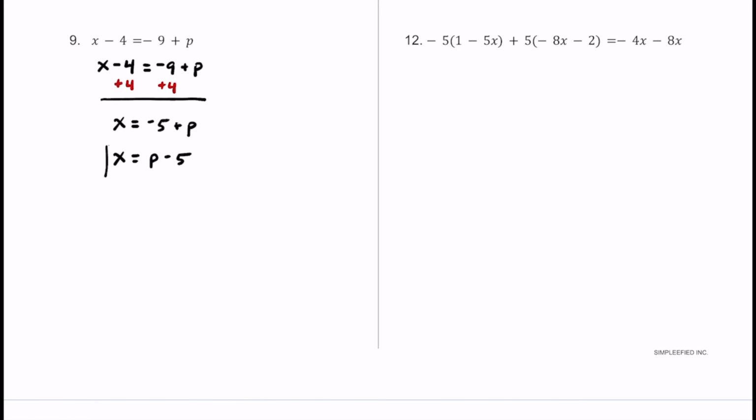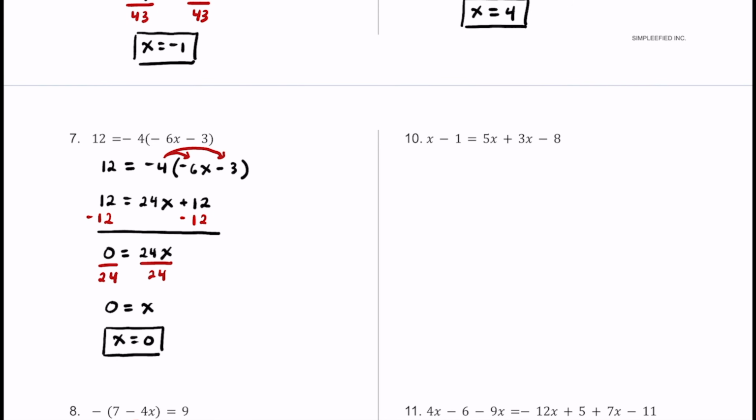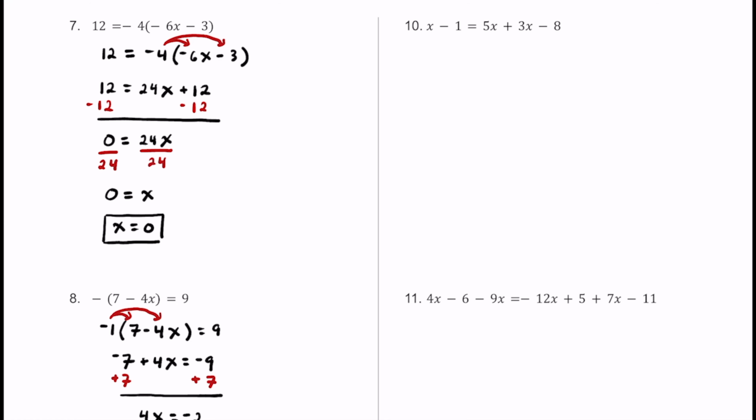Okay, now you could rearrange this as well and say x is equal to p minus 5, and this would actually be as far as we can go for this type of equation, right? So if we knew what p was, then we could figure out what x is. So, but in terms of x, this would be our solution. Here is number 10. For number 10, we have this equation of x minus 1, and that's going to be equal to 5x plus 3x minus 8.